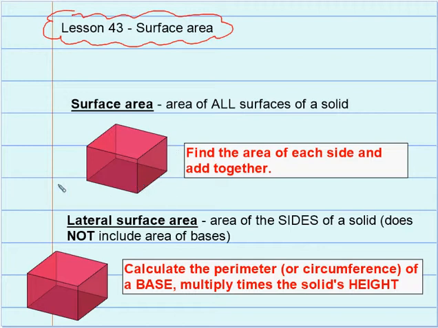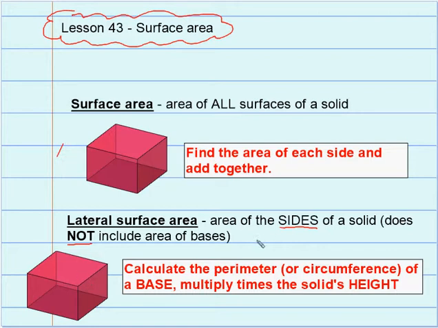The other type of surface area that you'll be asked to find is lateral surface area. And lateral surface area is the area of the sides of a solid. It does not include the area of the bases. So what we're talking about in this rectangular prism is that we would not find this area, that dark shaded one, and this area, because those would be the bases in this case.